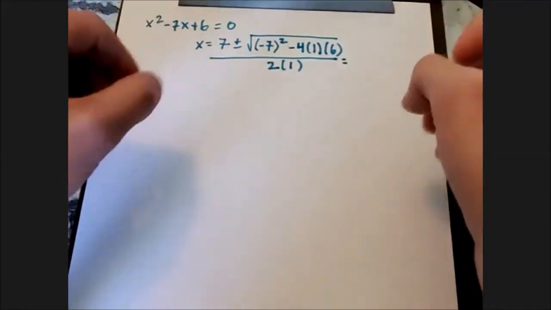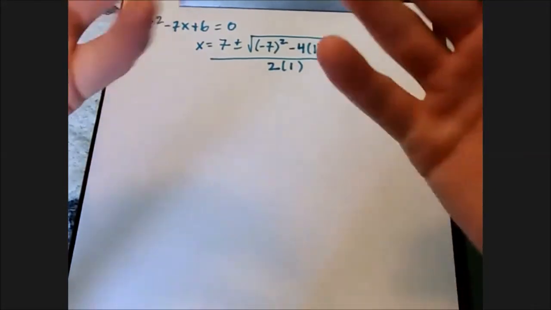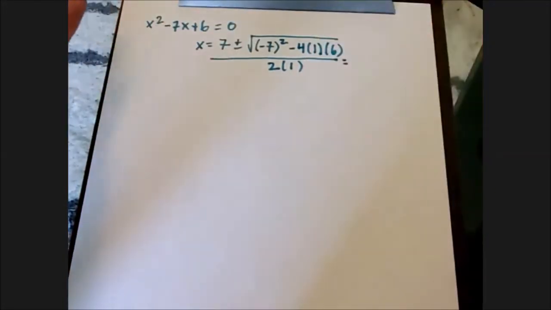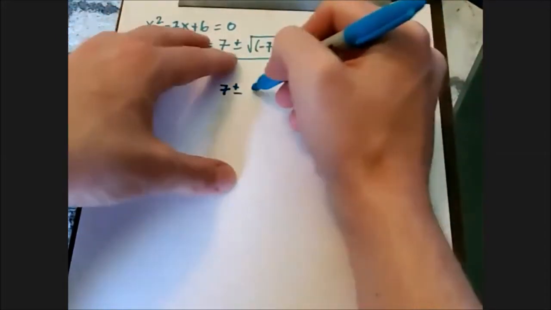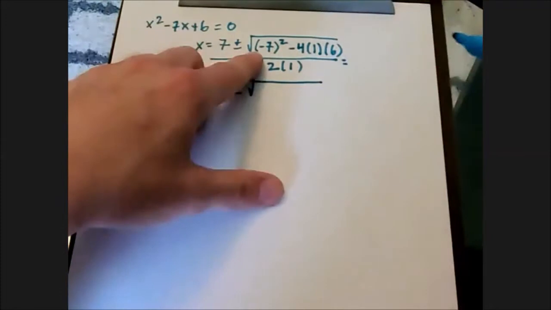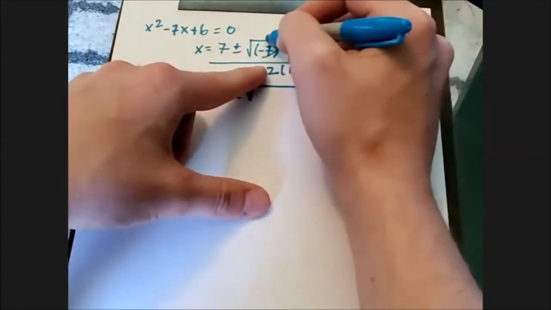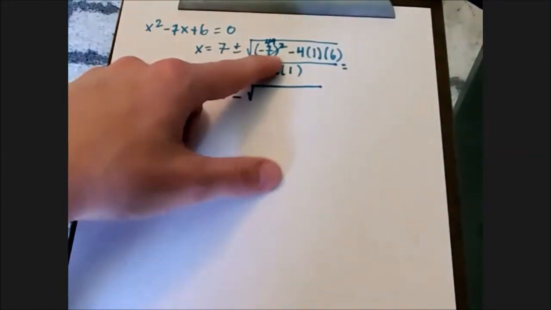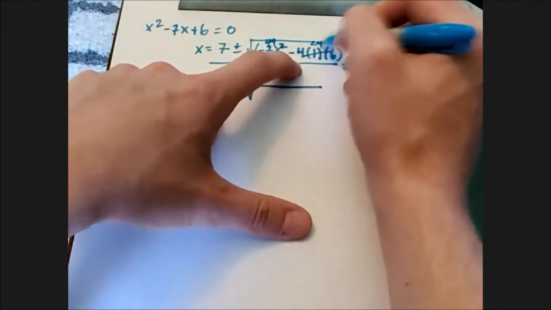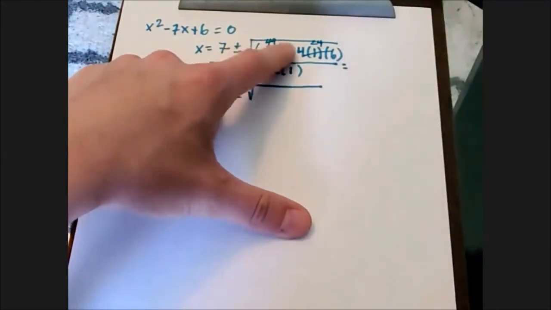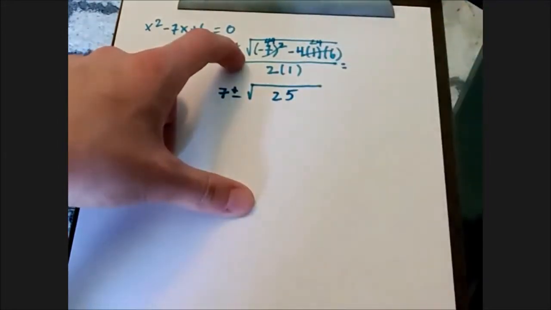This is a very cool formula. Yes, this is sort of tedious, but the fact that it will just spit out the answers regardless of whether they're real or complex or whatever, that's a powerful thing. Let's start inside the root. Let's clean this up. I have -7 squared, which we know is 49. And then I have 4 times 1 times 6, which we know is 24. So I have 49 minus 24, which is equal to 25.